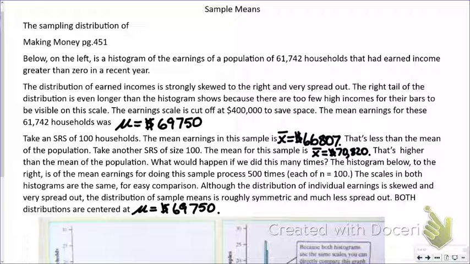I take another sample of 100, and this time I get a sample mean a little higher than the true mean, 70,820. And what if I do this process of sampling a lot? So I sample an SRS of 100 a bunch of times. The very middle of all of those means is going to be the true mean.